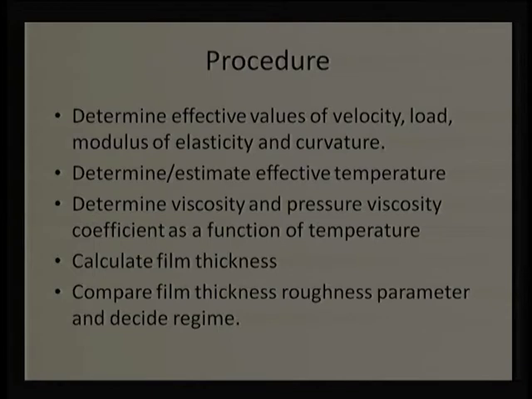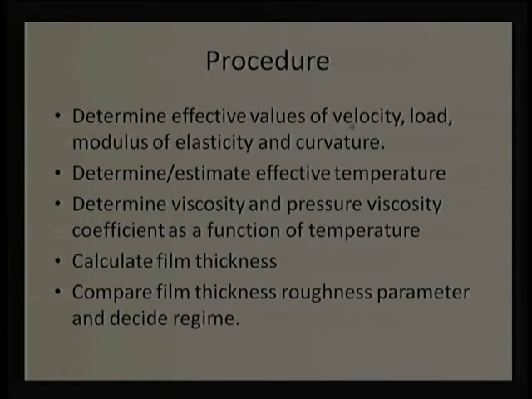So, this is a combination, and that is why we required some sort of procedure. We say determine the effective value of velocity, that is, per pitch circle diameter you find out omega, and then you find out the value over there. Then, if you are able to calculate the normal load, then the effective modulus of elasticity and effective curvature, effective radius. So, that is the first step.